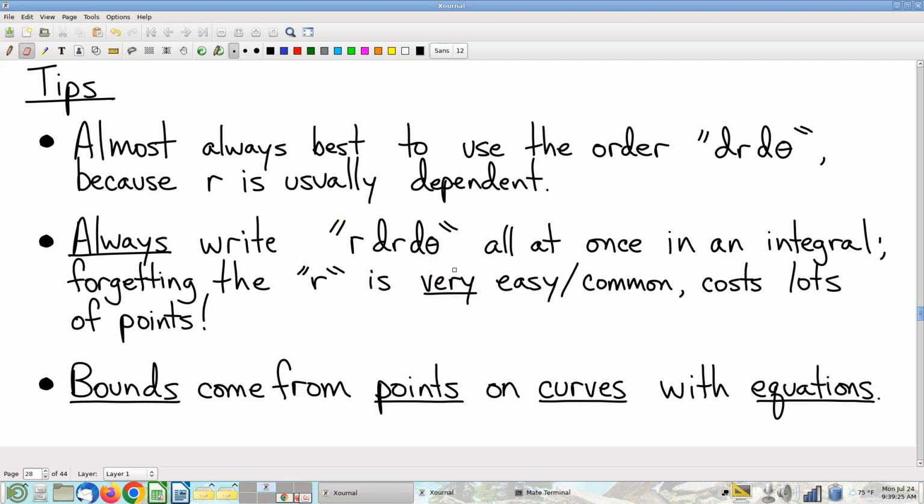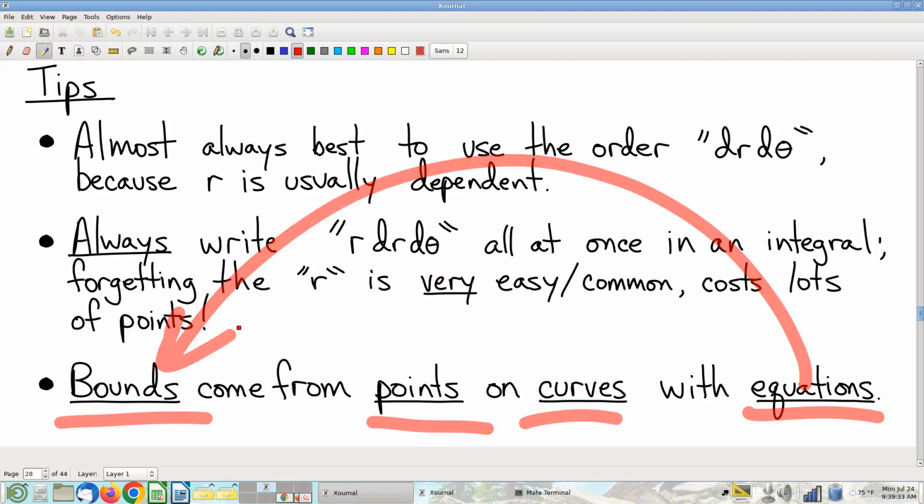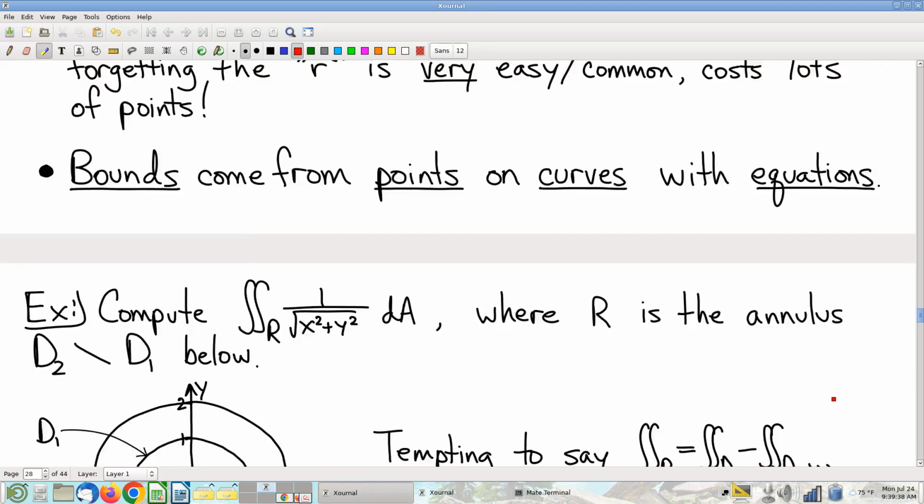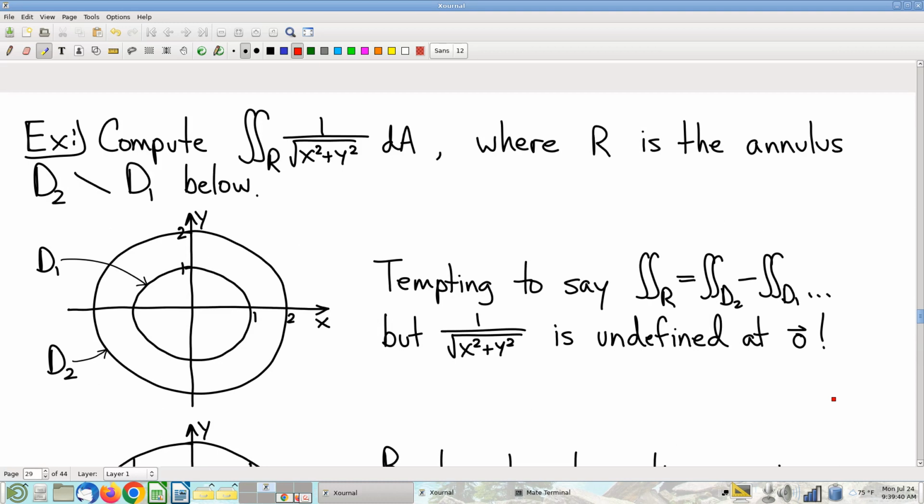Okay. All right, and then again, how do we find bounds? Well, we identify the appropriate points, see what curve they're on, what are those equations, use those equations to solve for the bounds, just like every other kind of integral we've ever done. So here's another example. Now, I like this one a lot because of how much trouble it saves us. Let's ask, how would we compute this integral right here?